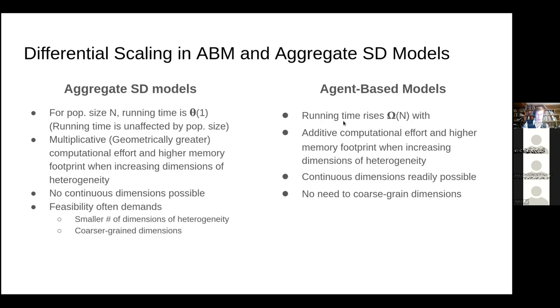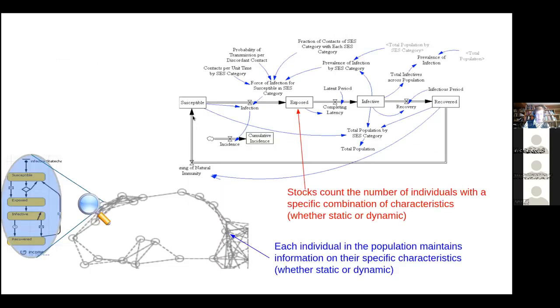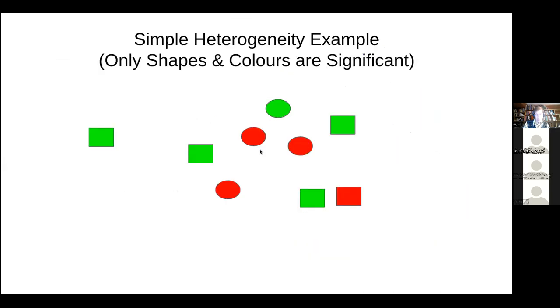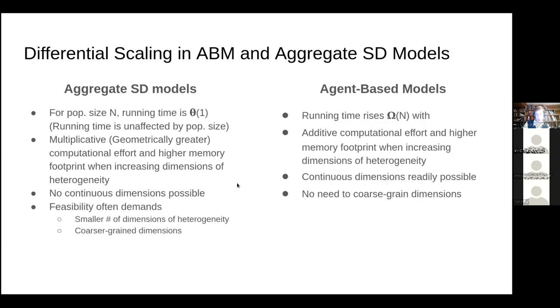And I'll be with Maurice in just a second. The real bottleneck, though, for agent-based models is the running time. For a stock and flow model, it doesn't matter whether you have 1,000 people here or 10,000 or 10 million or 10 billion. It's just a number. And you can simulate it just as fast whether it's a large population or a small population.